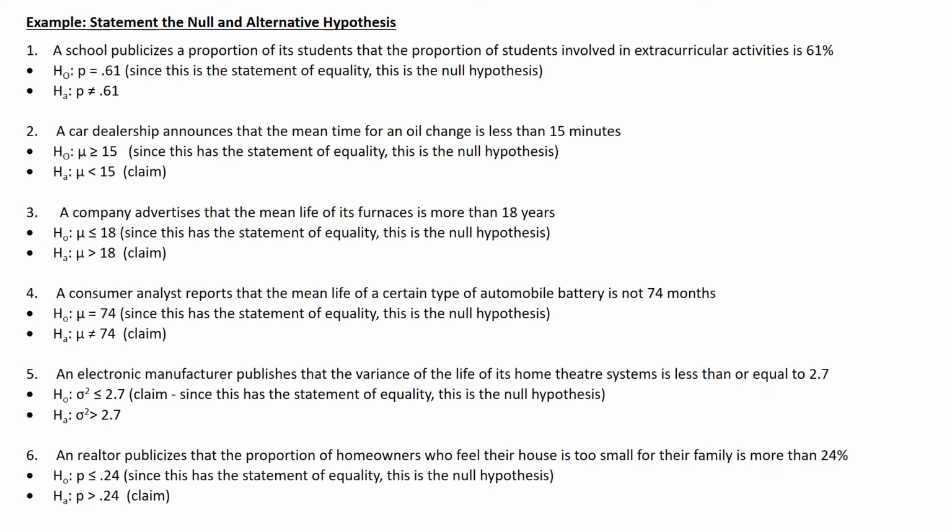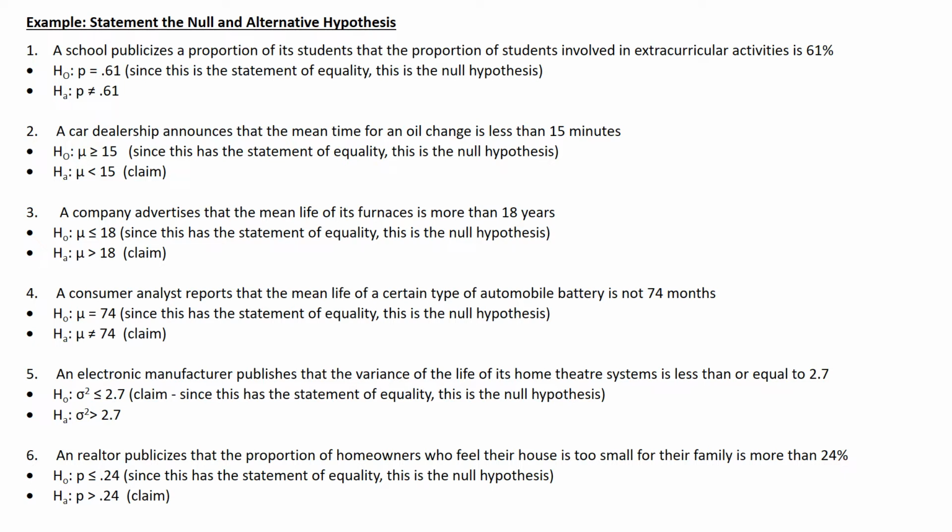An electronic manufacturer publicizes that the variance of life of its home theater systems is less than or equal to 2.7. There's the equality statement. It's less than or equal to. So that would be on the null hypothesis since it's the equality statement. And variance, remember, is deviation squared. So the variance, sigma squared, is less than or equal to 2.7. That's the claim we're making, which means the alternate has to be the inequality, which is greater than 2.7.